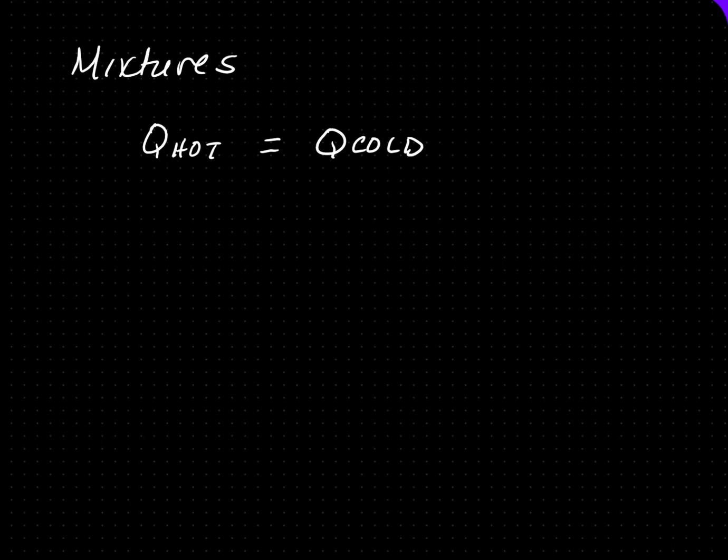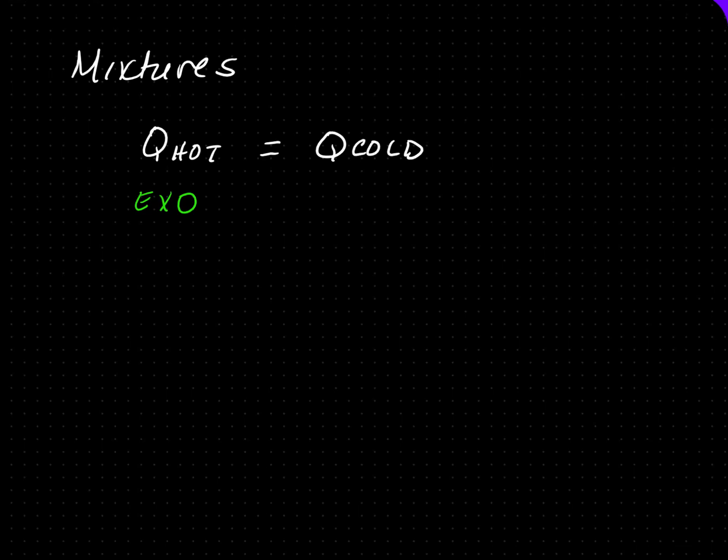We know that the hot object must release heat. Since it's releasing heat, the hot is always going to be exothermic. The cold object or substance must absorb that. It's going to be endothermic. Exothermic objects release heat, so they have a negative value. Endothermic objects absorb heat, so it is positive in value.